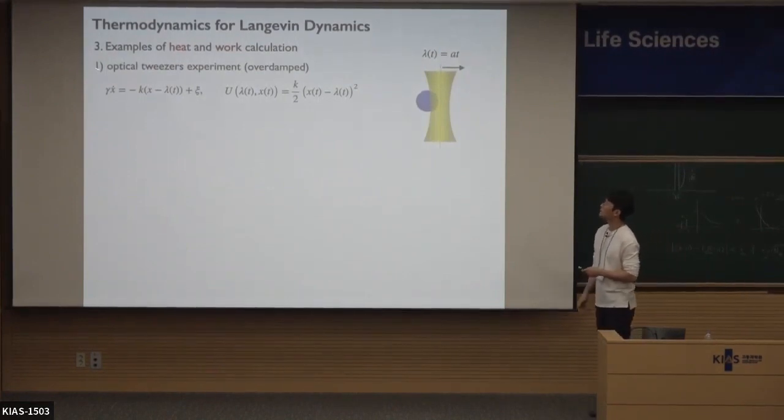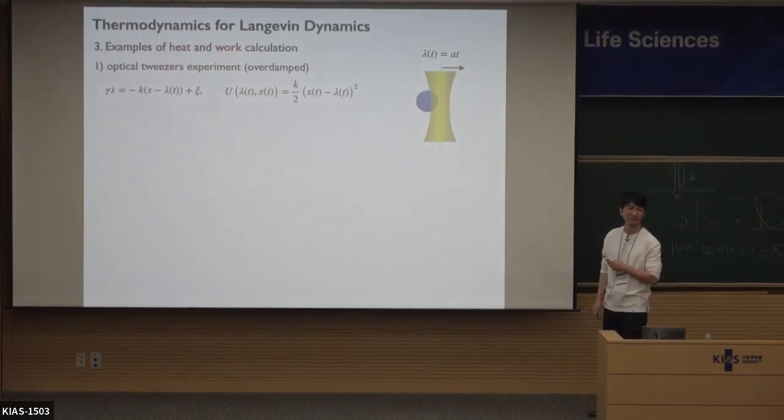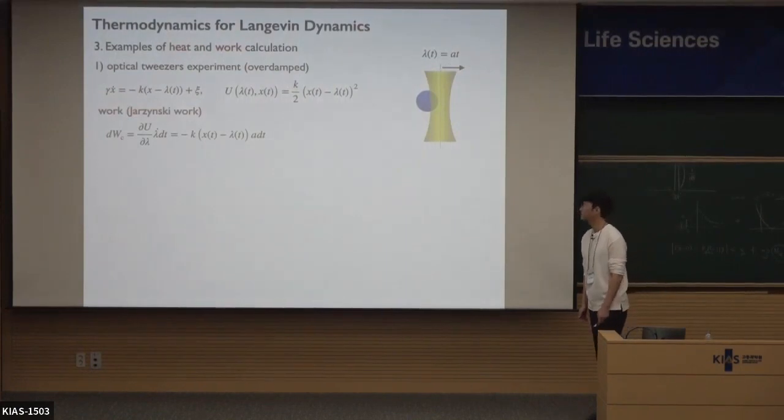This is an example of an optical tweezers experiment in an overdamped system. There is a Brownian particle here, and then we apply a laser. This is the optical tweezers, and the center of this optical tweezer is denoted by lambda t, and lambda t moves linearly in time. a is some constant velocity. Because these optical tweezers provide this harmonic potential, this is the motion of the Brownian particle. Okay, here, then how to calculate work?